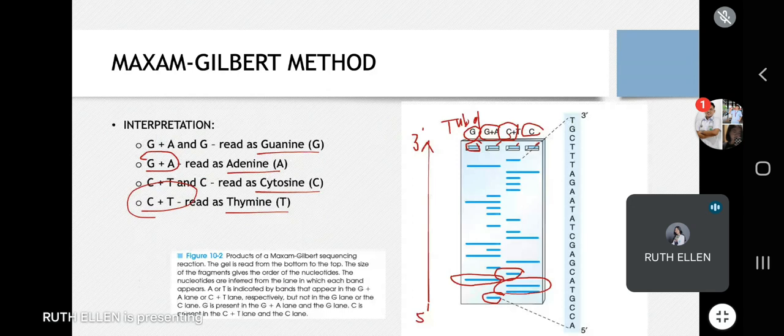So, dun tayo sa interpretation. So, kapag merong bands present for guanine and guanine, it is read as guanine. Okay? Kapag meron tayong band present for guanine and adenine, it's adenine. Band present for cytosine and thymine and cytosine, it's cytosine. Okay? Band present for cytosine and thymine, we have thymine. Okay? Nakuha, Christian? Yes po, ma'am. Thank you po. Okay.